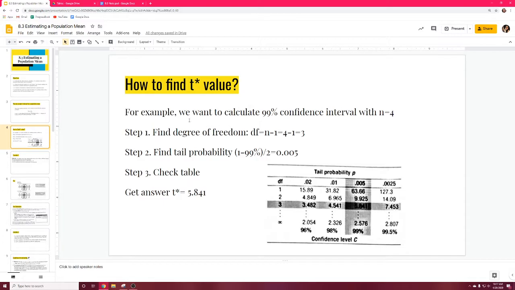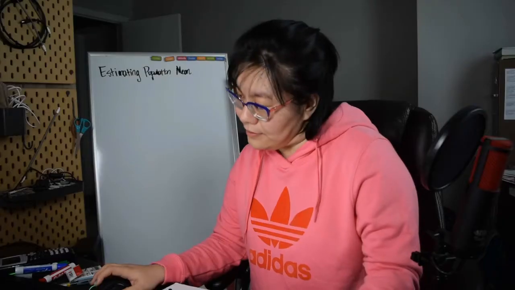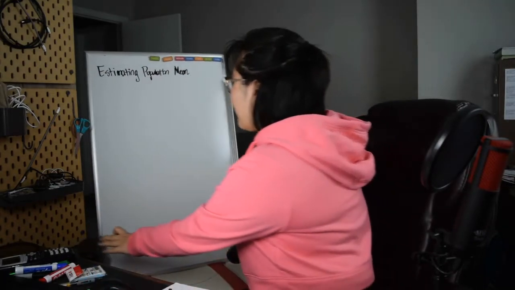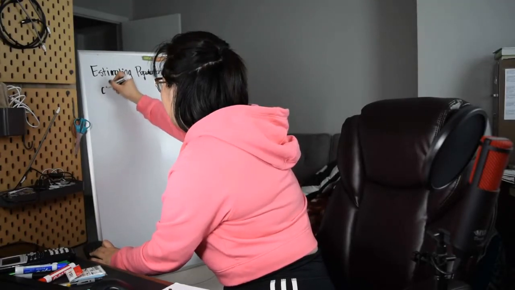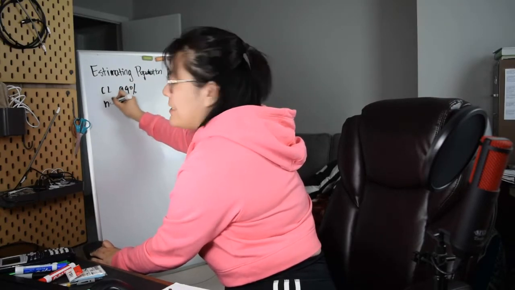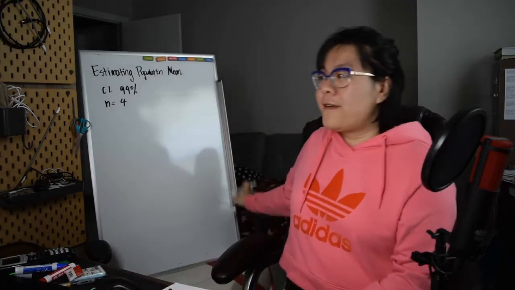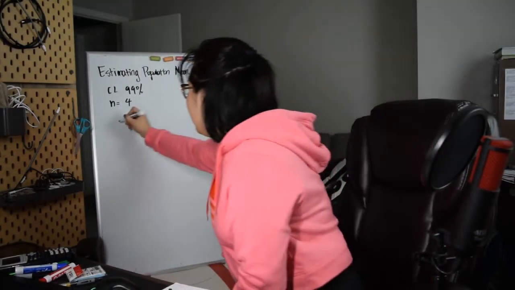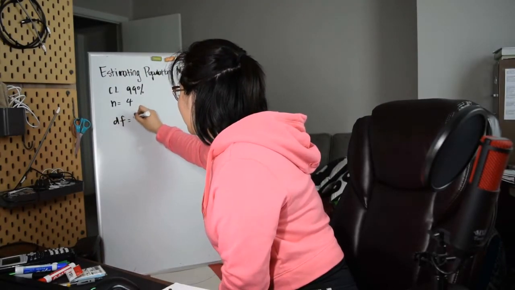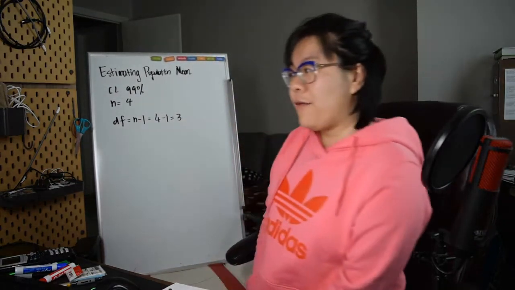Okay, let me put that on the board so it's easier for you to see exactly what's going on. Let me read the question. We want to find the critical value for a confidence level of 99%, and the sample size n is 4. If you want to find that, the first step is to find the degree of freedom. Degree of freedom over here is just n minus 1, which is 4 minus 1 is 3. We have degree of freedom is 3 here.